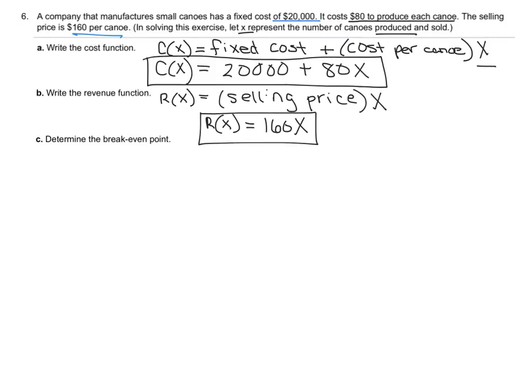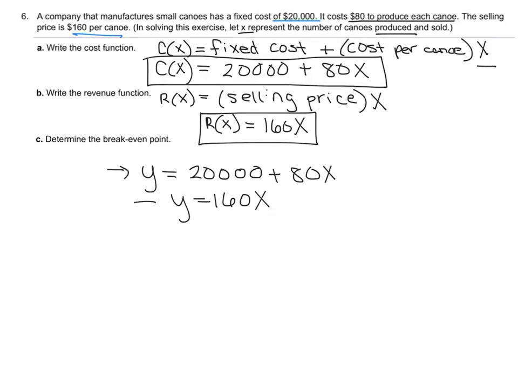Part C, determine the break-even point. To determine the break-even point, we're going to set the cost function and the revenue function equal to y and then solve the system of equations. Remember, the break-even point tells us that the money coming in is equal to the money going out. So our first step is to set the cost function equal to y and the revenue function equal to y. So now I have two equations in my system.